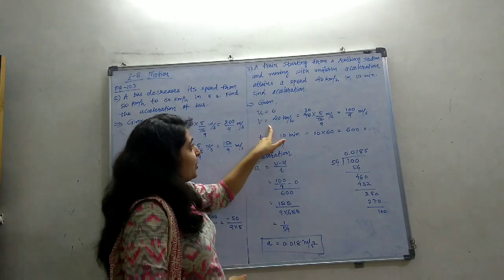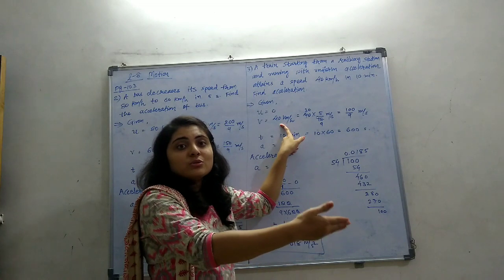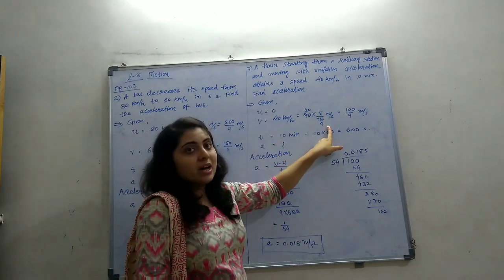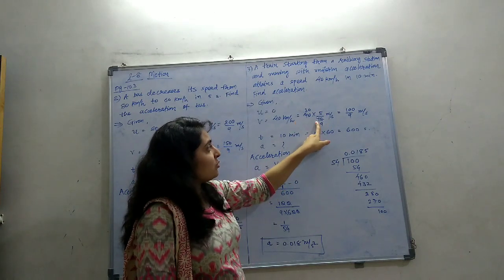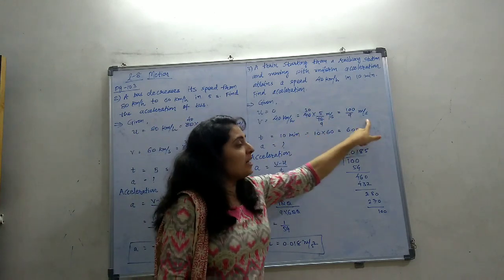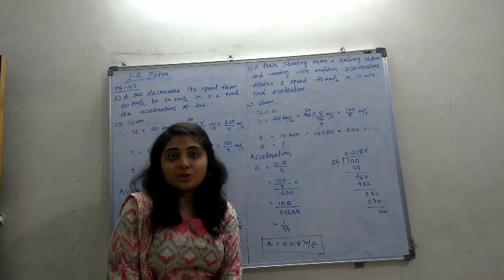So u is 0, v is equal to 40 kilometer per hour. So we need to convert into meter per second, the standard unit, with 5 by 18. 40 into 5 by 18. So we cut it, 9 twos are 18, 20 twos are 40. 20 fives are 100 upon 9 meter per second. That is the conversion to standard units.